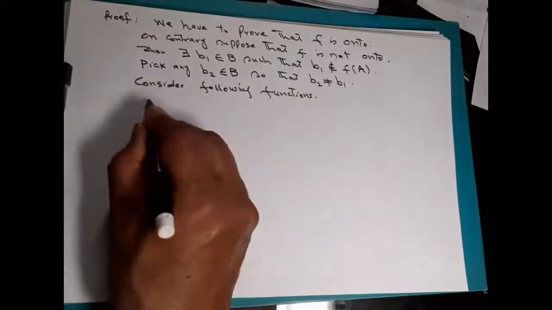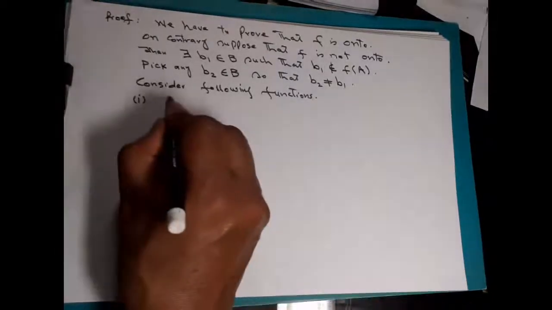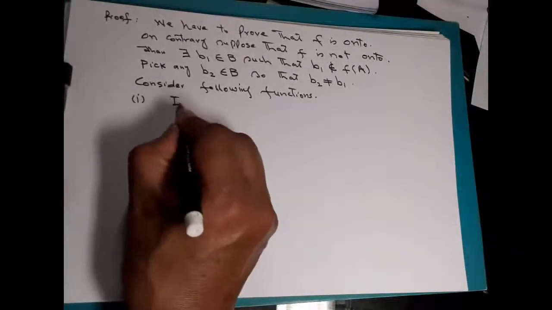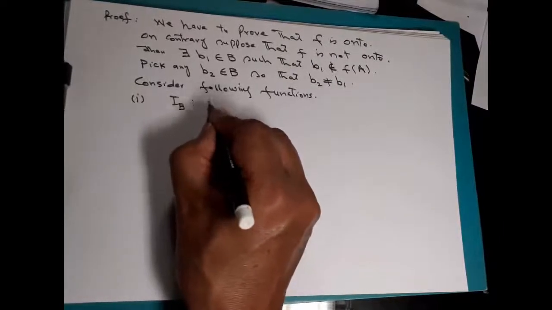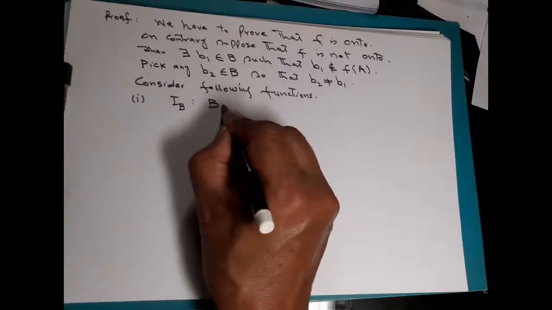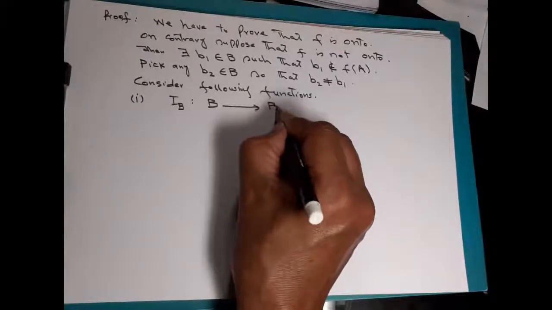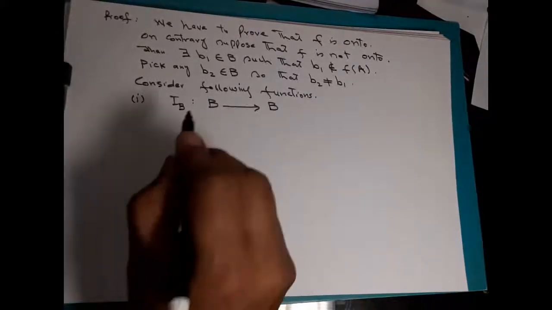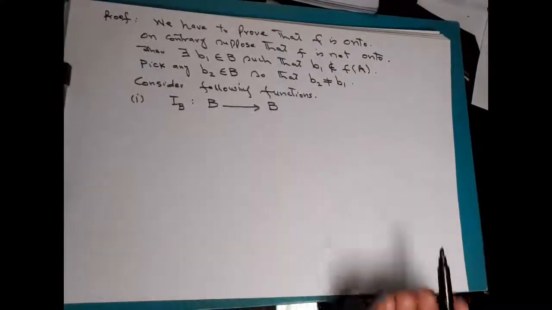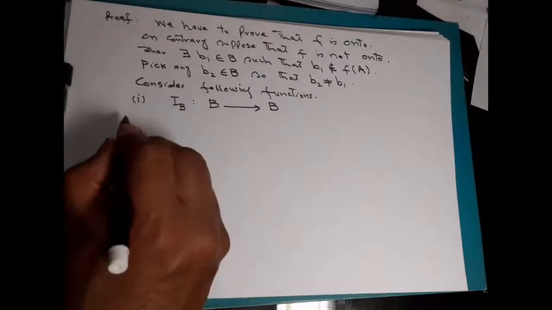First of all, the first function we are going to consider is just the simple function identity on B. So consider this function identity of set B, a function whose domain is B, codomain is B, and this takes any element of B to itself, identity function. So this is the one function we have considered.